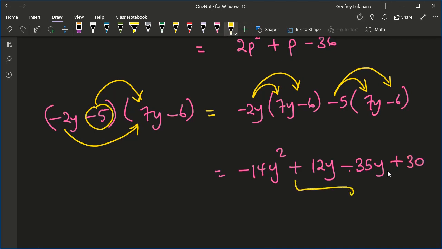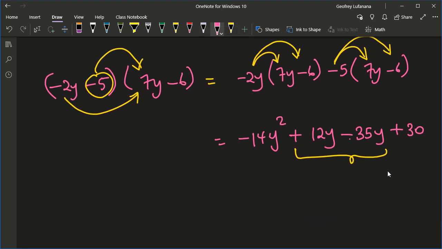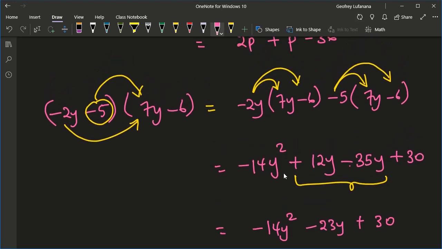So I need to collect like terms over here once again. That is a 12 minus 35. That gives us a negative 23. So my final answer is negative 14y squared minus 23y plus 30. So once again, you expand the brackets. Remember, you take the negatives. A negative times a positive is a negative, whereas a negative times a negative is a positive.